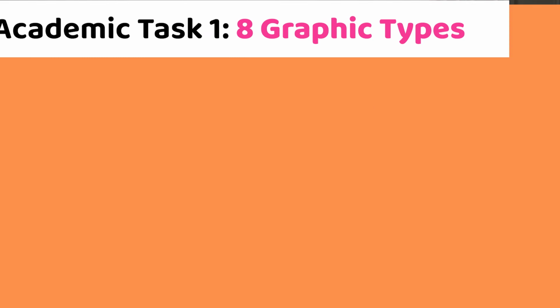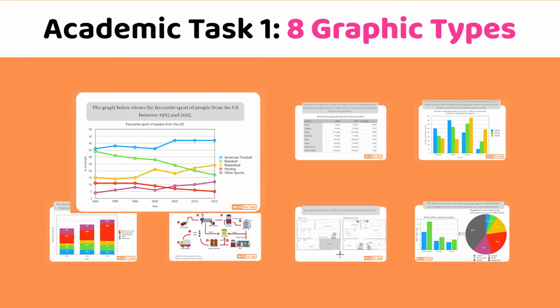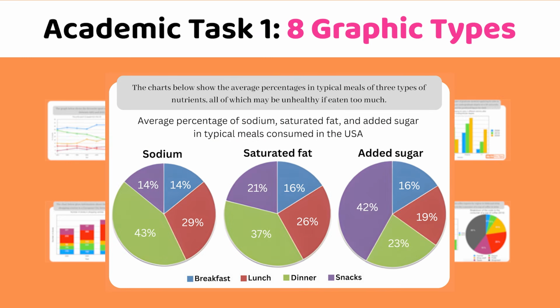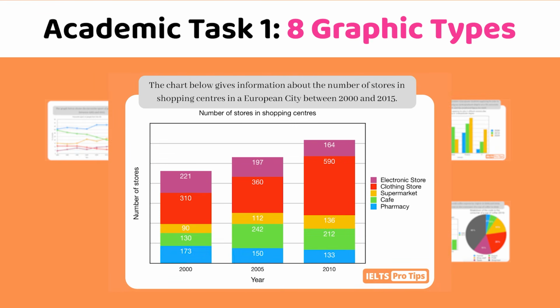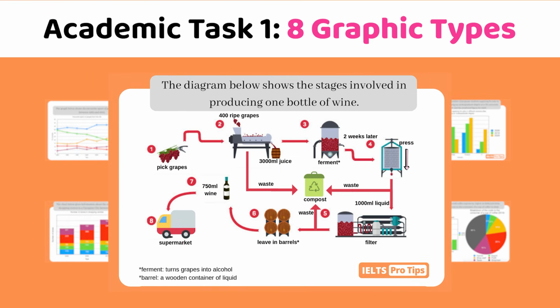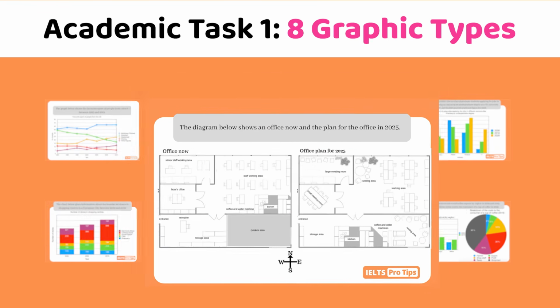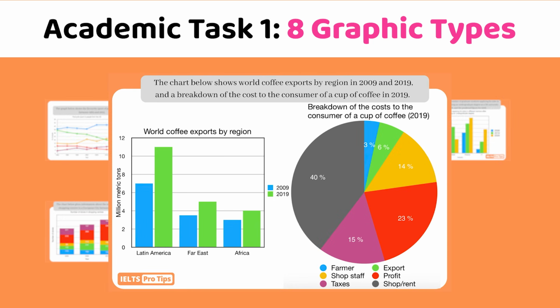There are 8 different graphic types in academic task 1. Line graphs, pie charts, tables, bar graphs, stacked bar graphs, process diagrams, map diagrams, and sometimes you might even get more than one graphic. In today's lesson, I'm going to show you everything you need to know about how to tackle pie charts.